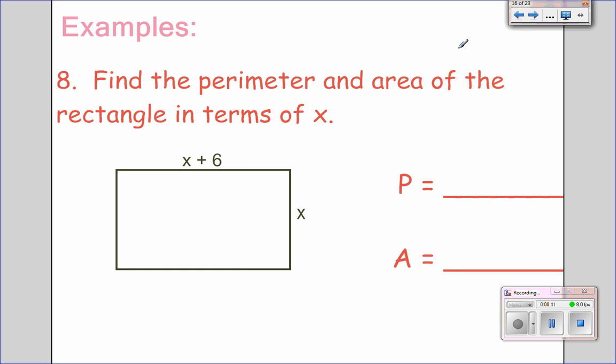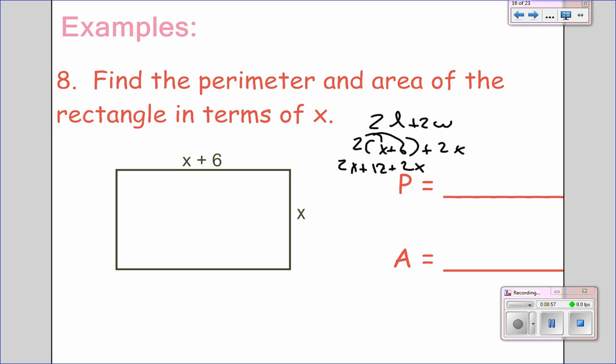And finally, let's look at this. Find the perimeter and area of the rectangle in terms of x. So 2L plus 2W is the perimeter. So 2 times x plus 6 plus 2 times x. So that gives me 2x plus 12, because you have to distribute the 2 to both items, plus 2x. So 4x plus 12 is the perimeter.